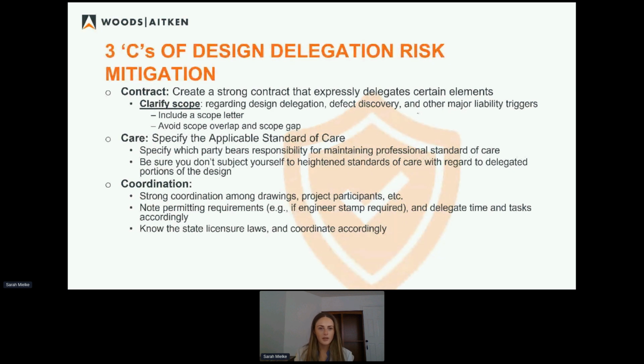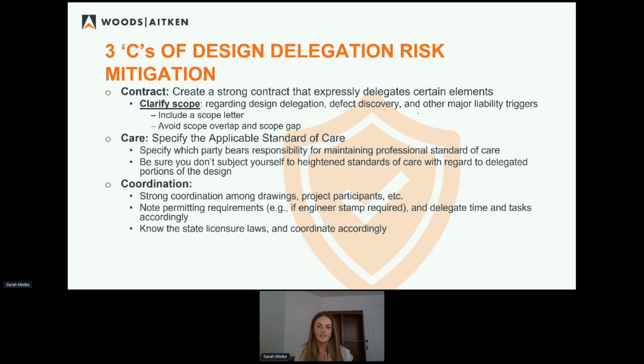And along with that, avoid scope overlap and scope gap, where more than one person or nobody is on the hook for a design element. That means there's a chance it could be you. Again, if you're thinking about what could go wrong, if nobody is on the hook right from the jump, it could be you. So try and avoid scope gaps and scope overlaps at all costs, really.